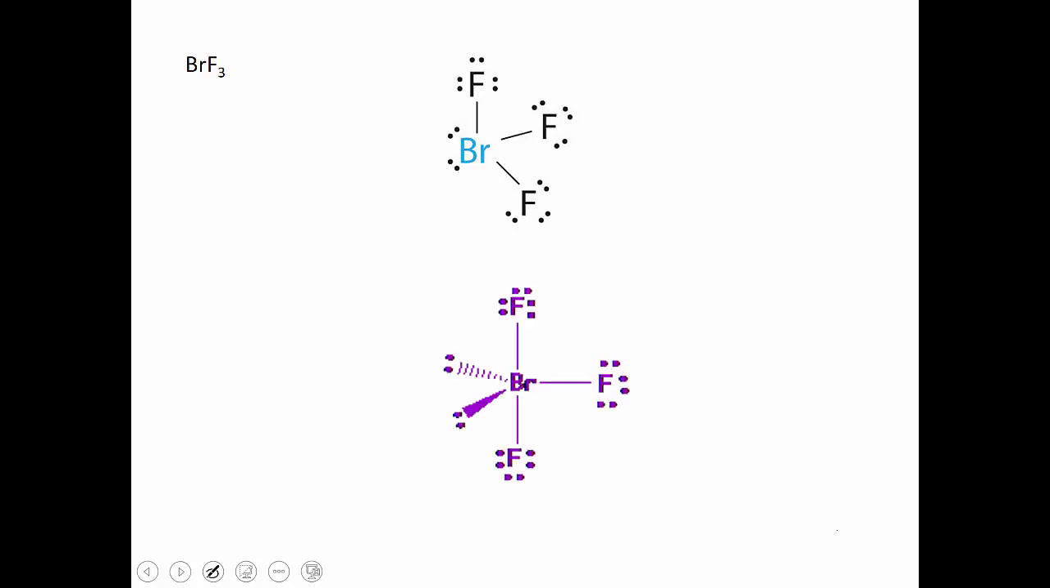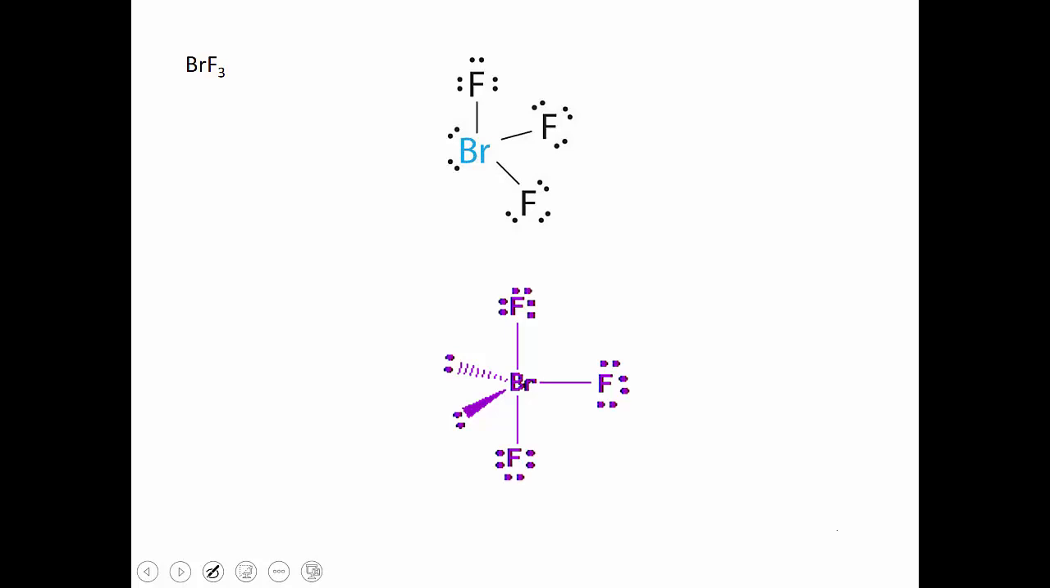So let's do each step together just to make sure we're where we need to be. In our first step, we're going to draw the Lewis structure, which should look something like this. We have 3 single bonds with fluorine, and the bromine also has 2 lone pairs, so it does have an expanded octet. When we look at a molecule that has 5 electron groups and 2 are lone pairs, we see that it is a T-shaped molecule. So we're going to draw that T-shaped molecule.